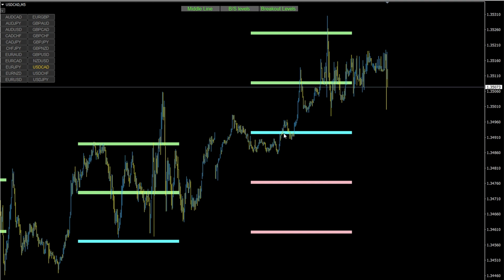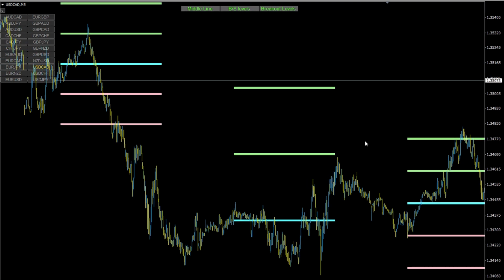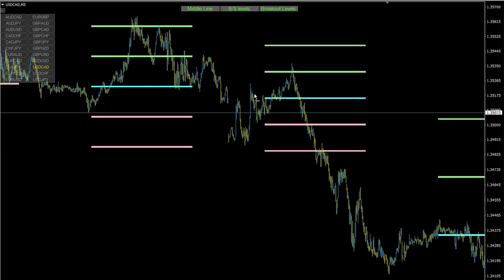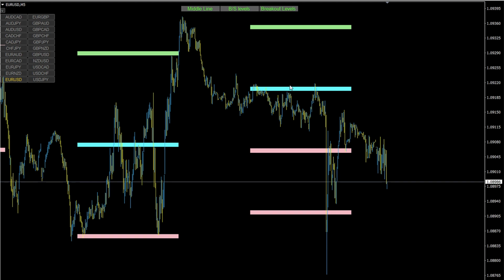The middle one usually gives us very good opportunities every day, because when the price is at the middle, it should either go up or down. It can't stay at the middle all day, so it should move.